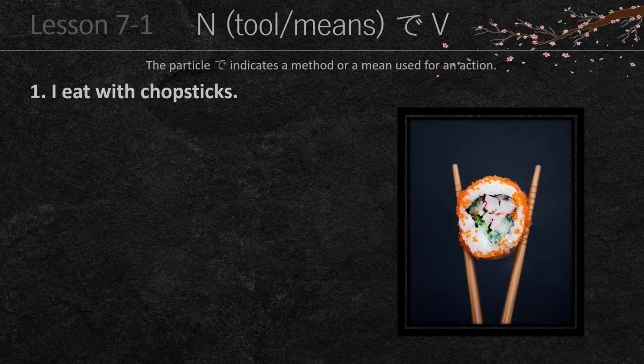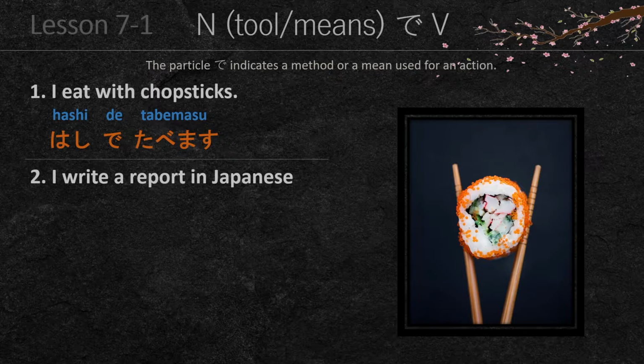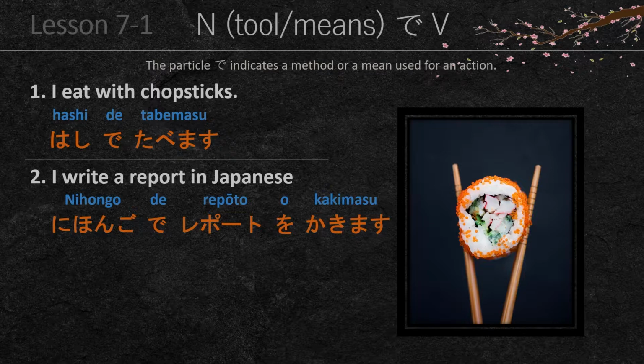Let's look at some examples. I eat with chopsticks. Hashi de tabemasu. With hashi, tabemasu. I eat with chopsticks. Next, we'd like to say, I write a report in Japanese. Now here, the means used or the method used is Japanese. So we want to say, Nihongo de riporto o kakimasu.